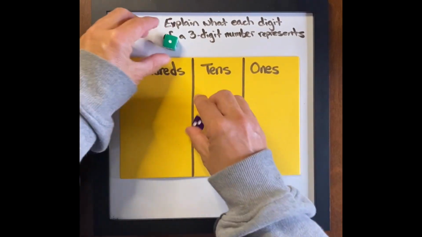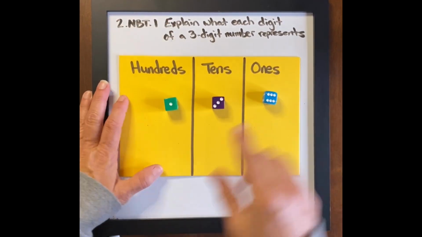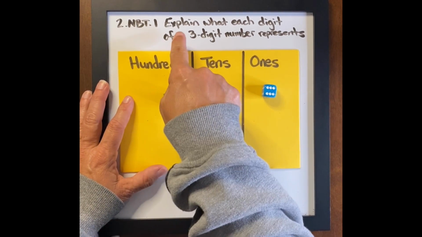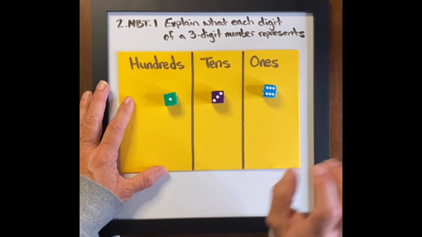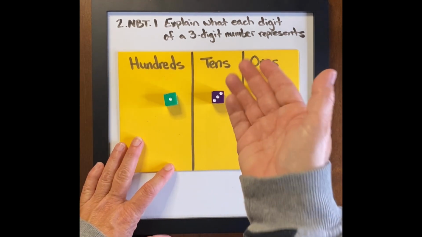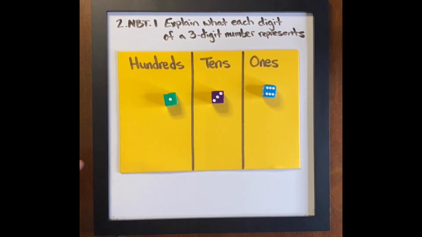Let's go ahead and use 3 6-sided dice to create any 3-digit number. Here we're focusing on explaining what each digit of a 3-digit number represents. Now, oftentimes it's asked how many 10s are there? There's 3 10s. How many 1s are there? There's 6 1s. There's one group of 100.